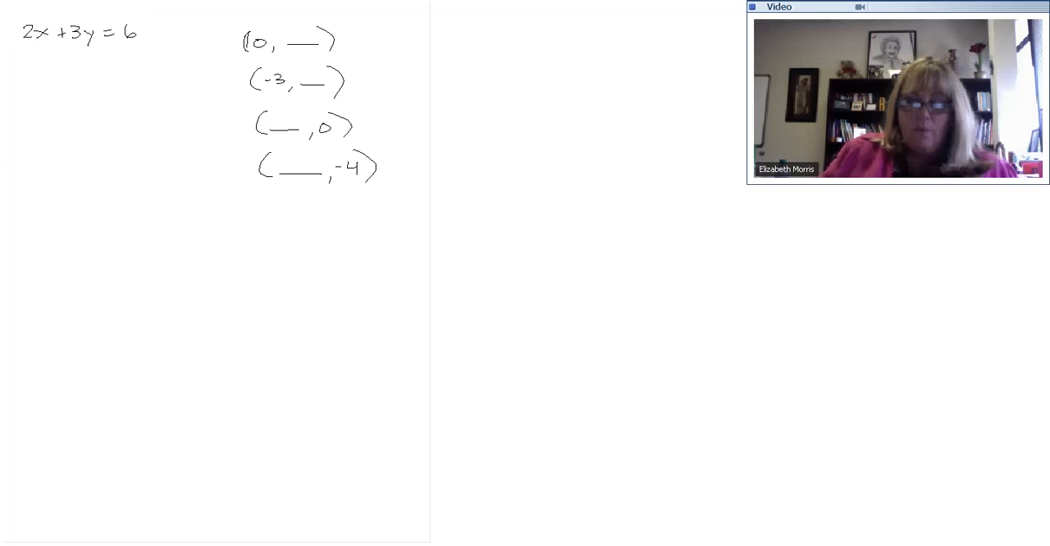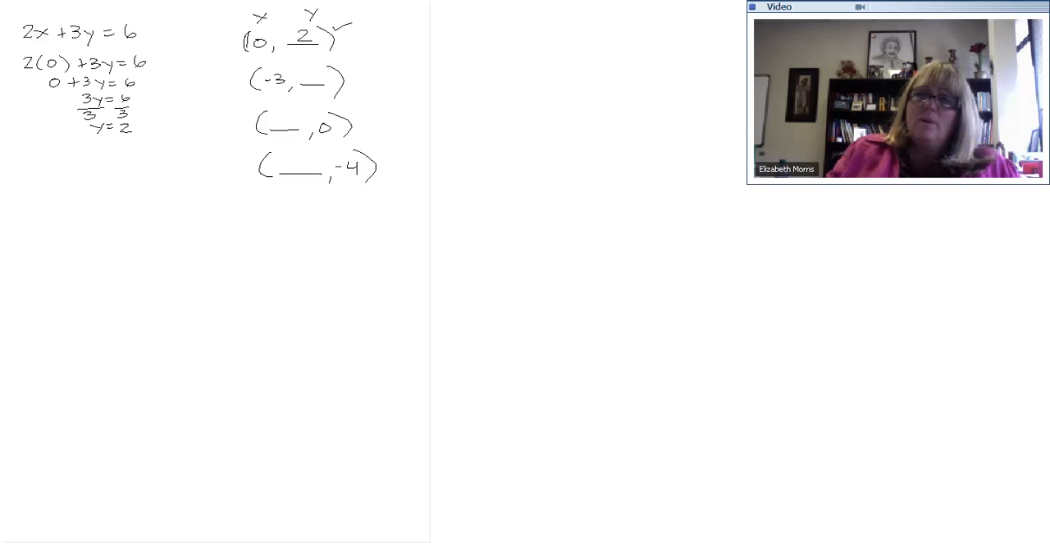Okay, so they want us to fill in the blank. They're saying, remember, this is always x and this is y. If x is 0, what's y? So, in other words, I'm going to put in a 0 for x. So I get 0 plus 3y equals 6, which is just 3y equals 6. Divide by 3, y is 2. So in this case, my answer, y is 2 when x is 0.